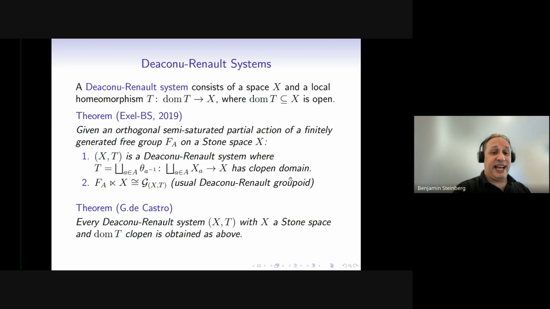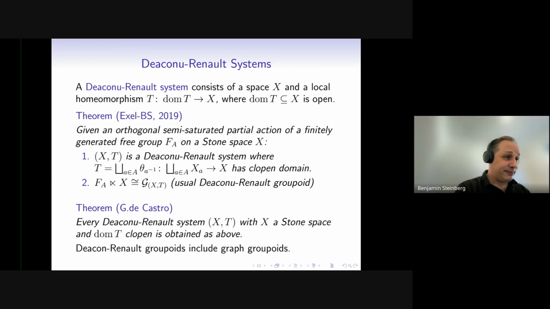Of course, there are plenty of actions which are semi-saturated and not orthogonal. For instance, a total action of the free group is semi-saturated, right? If you have a total action of the free group, then it's better than semi-saturated. It's not orthogonal because all the guys have range the whole space, but it fits into the theory that I'm doing. And I should point out, Deaconu-Renault groupoids include the graph groupoids associated to graph C-star algebras and Leavitt path algebras.